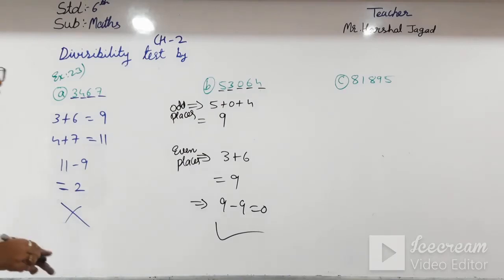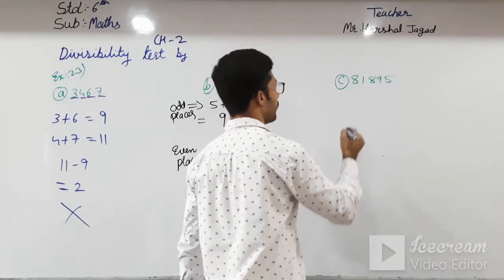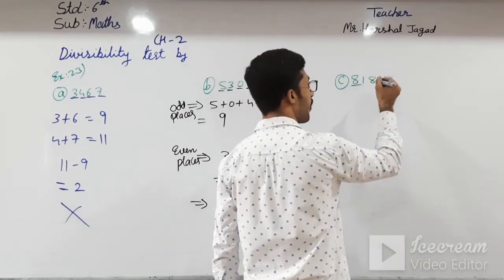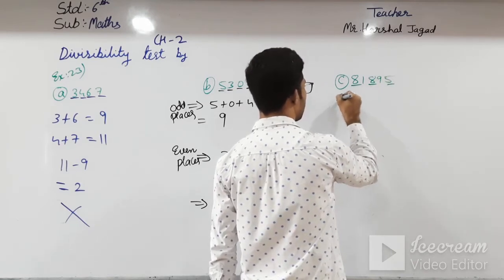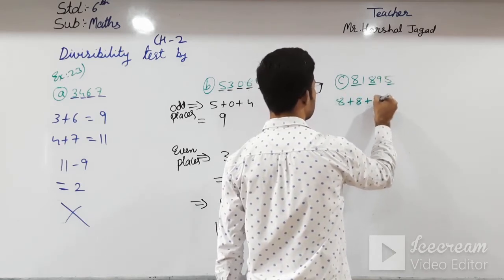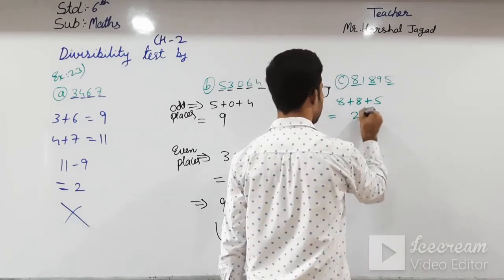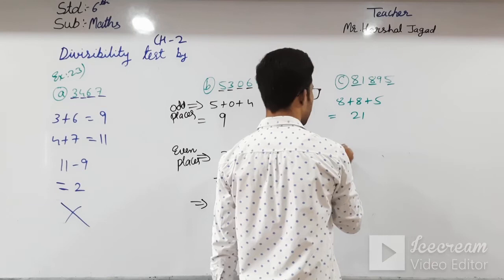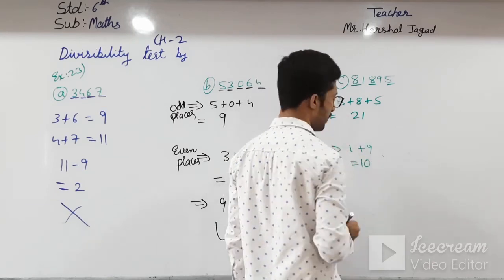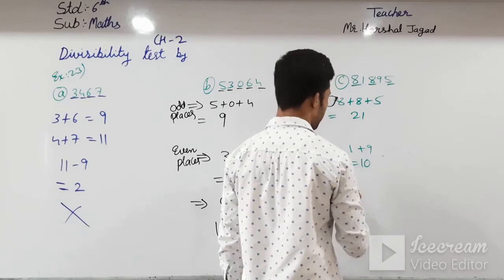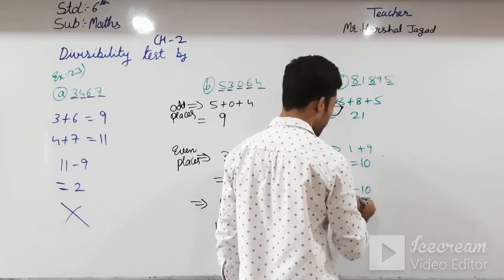And the last one, that is 81895. So first of all, the odd places, that is 8 plus 8 plus 5. 8 twos are 16 plus 5, 21. And the even places, that is 1 plus 9, that is 10. So 21 minus 10, that is 11.